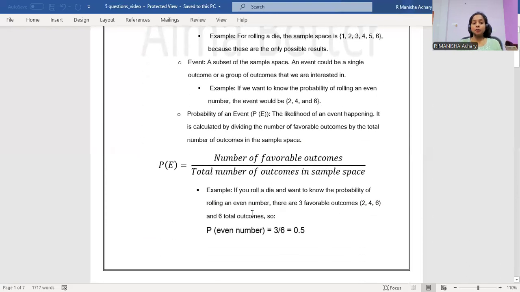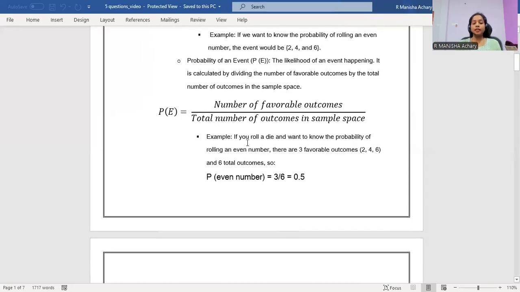Next, what is the probability of an event, P of E? The likelihood of an event happening. It is calculated by dividing the number of favorable outcomes, which is the event, by the total number of outcomes in the sample space.